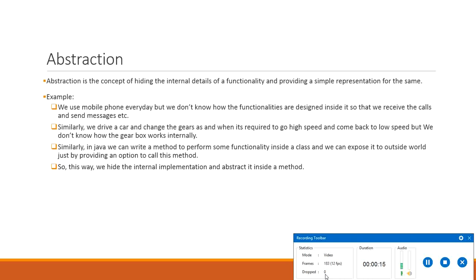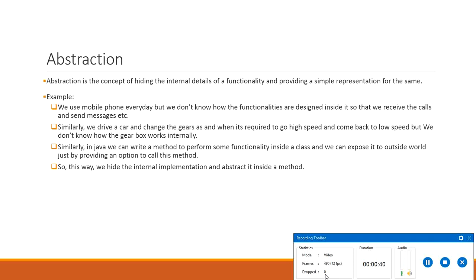Abstraction, the concept of abstraction we have already learned in our previous lecture. Abstraction is the concept of hiding the internal details of the functionality and providing a simple representation for the same. Abstraction basically means hiding the unnecessary details from the user and just showing the necessary details to the user which are required for doing the work.